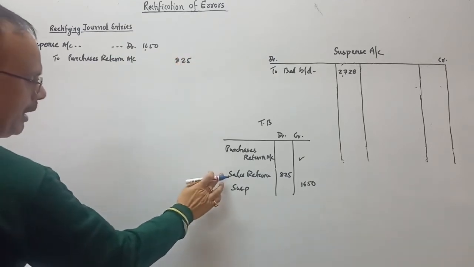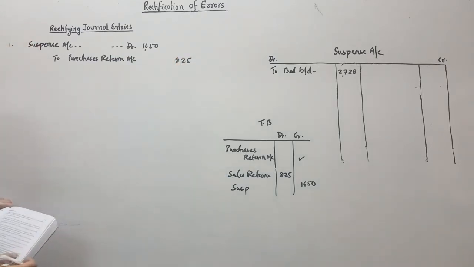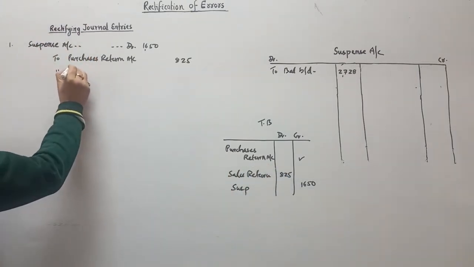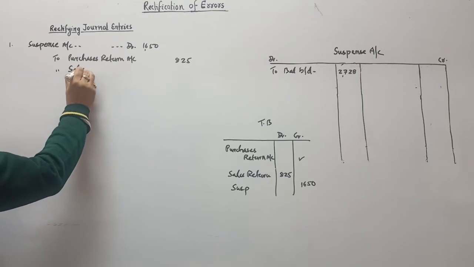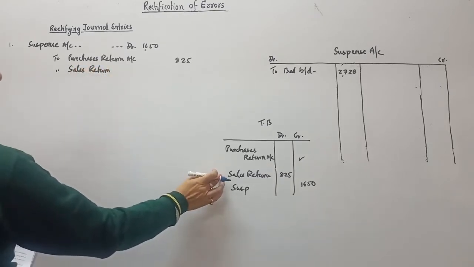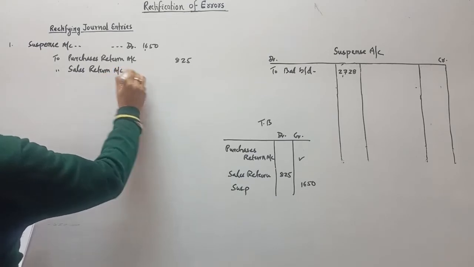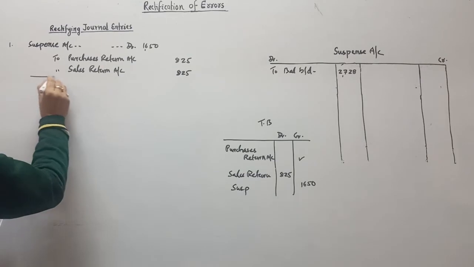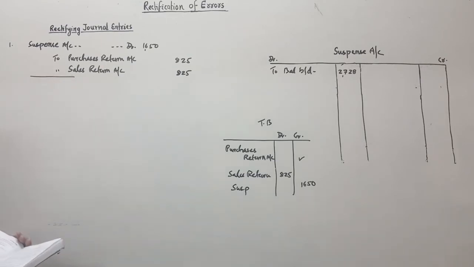So the purchase return account you have to credit because this account should be at the right place, 825, and you have to cancel the sales return account which you debited. For cancellation, you have to write on the credit side, the opposite side. Sales return you have written on the debit side. For cancellation you have to write in the same account on the opposite side. So suspense account debit to purchase return and sales return.